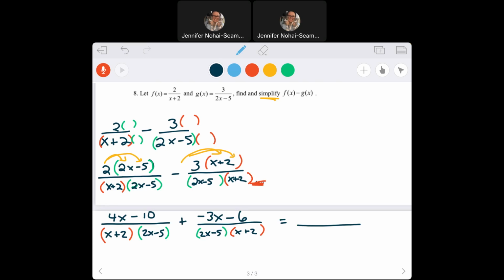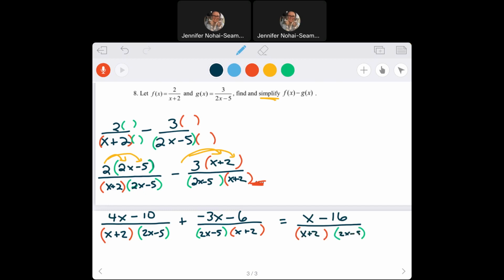Now what I can do is combine like terms in the numerator, because we have to have a common denominator in order to combine these numerators. So we have 4x plus a negative 3x. Well, that just gives me an x. And then we have a minus 10 plus a minus 6. That gives me a minus 16 in that numerator. Now, it doesn't matter which order I put the denominator in, so I will just do the red one first and then the green one second. So x plus 2 and then 2x minus 5.